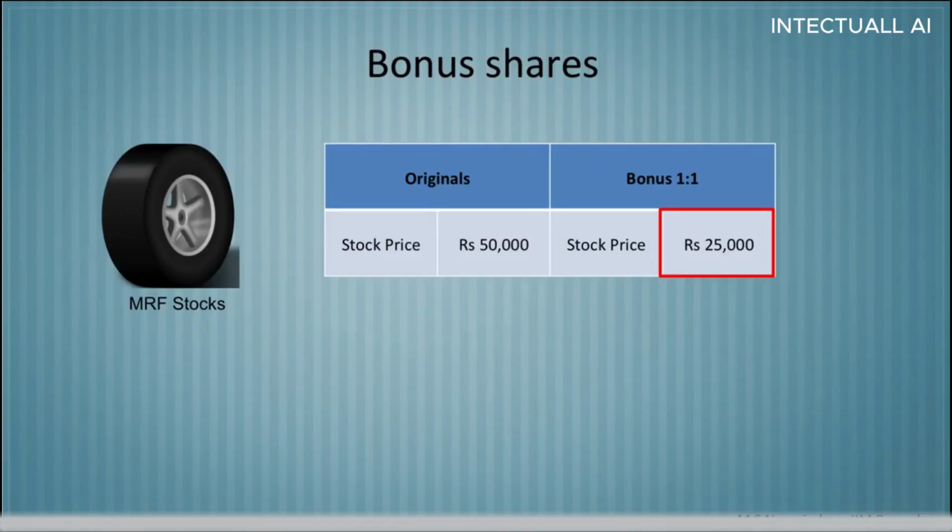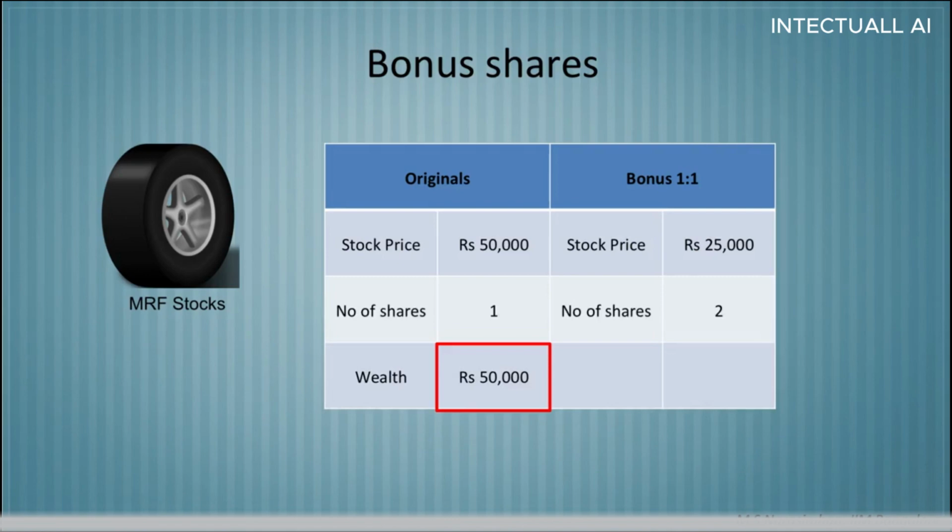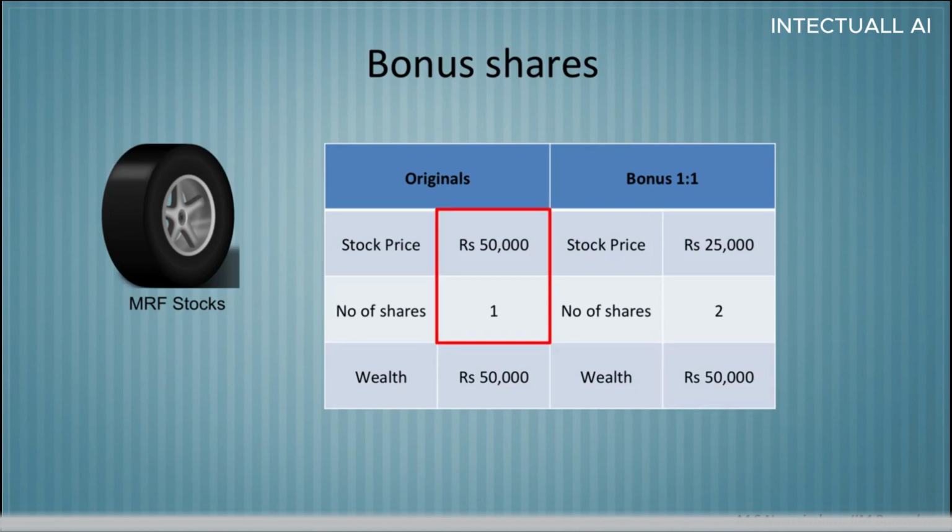Suppose you are holding one share of MRF and the company issues a bonus share of 1:1. You will get one share free of cost. There is no change in the value of the business due to bonus shares. The stock price will now be around 25,000. Your wealth earlier was 50,000. It continues to be 50,000 now. The only difference is, instead of one share of 50,000, you have two shares of 25,000 each now.